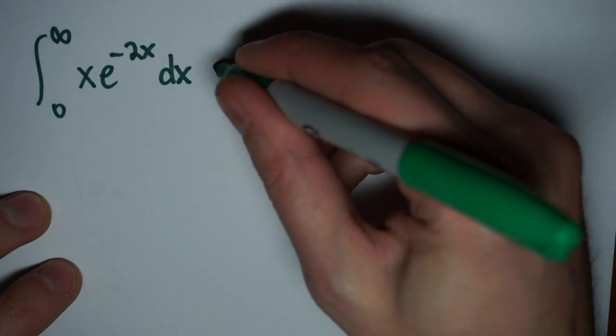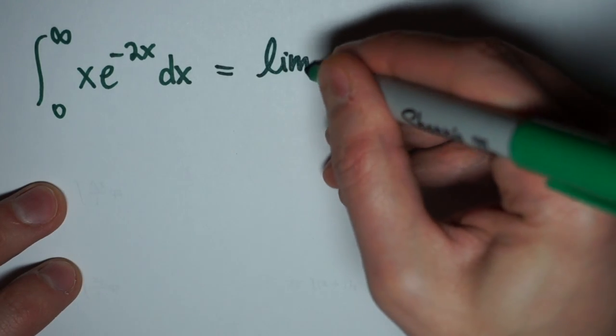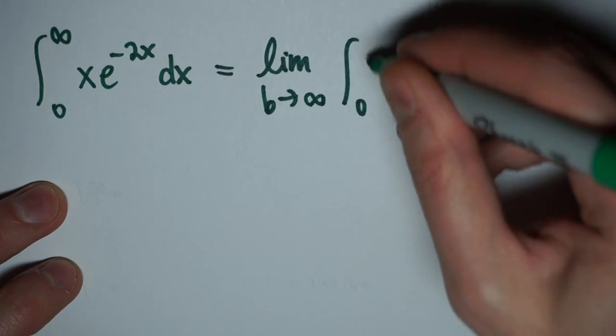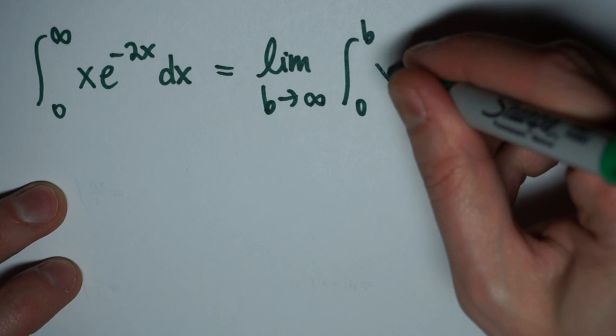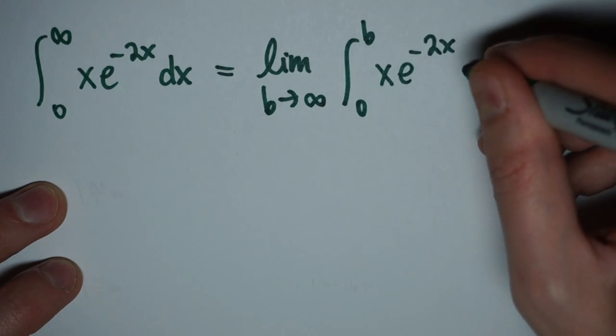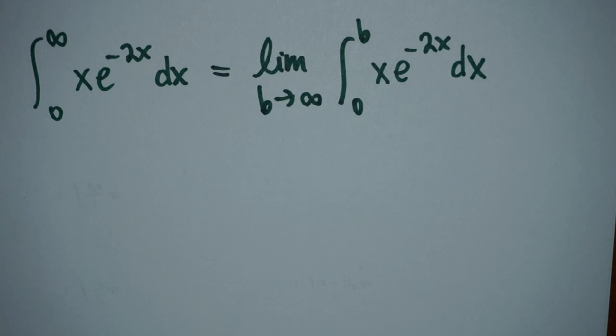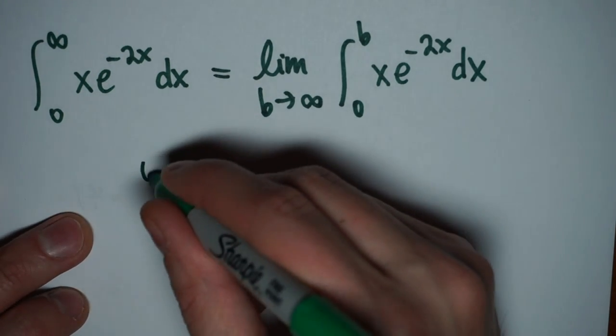Let's quickly go over an improper integral, where one of the limits of integration is infinity. So we rewrite this as the limit, as b goes to infinity, of the integral from 0 to b of x times e to the negative 2x dx. Once we have rewritten this, the actual integral is just a proper integral.